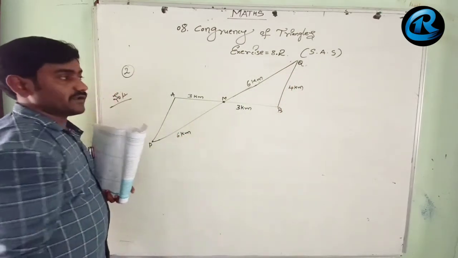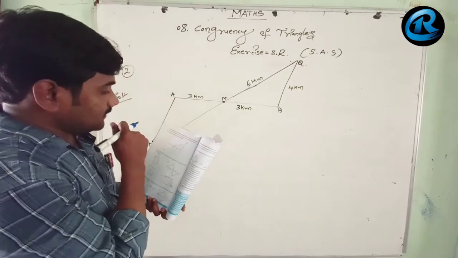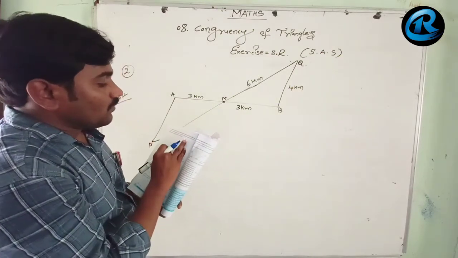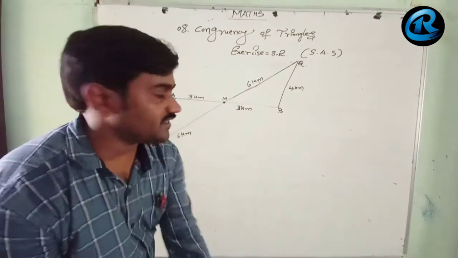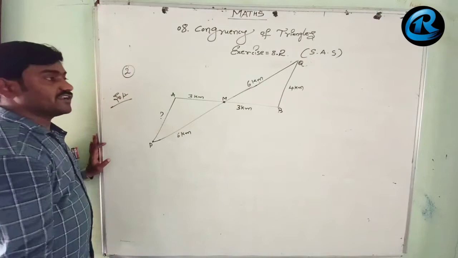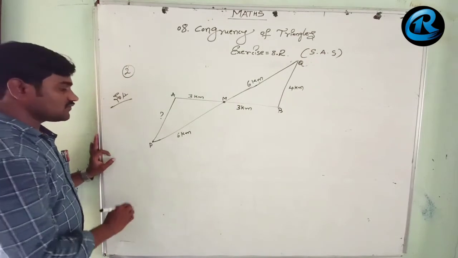So this is what we have to write. Next, see what is the distance between the village A and P? The distance between the village A and P is what we need to find out. Okay, let us find out first.